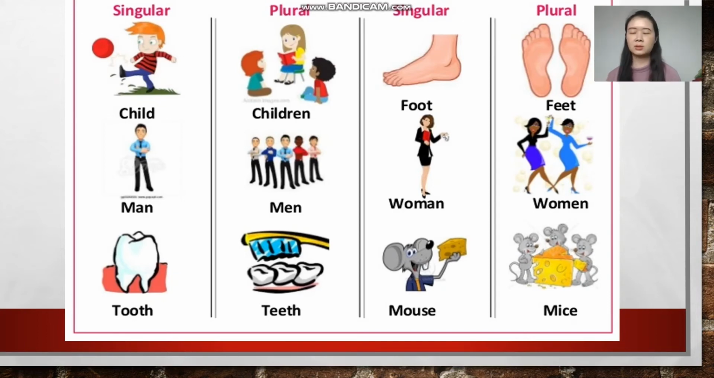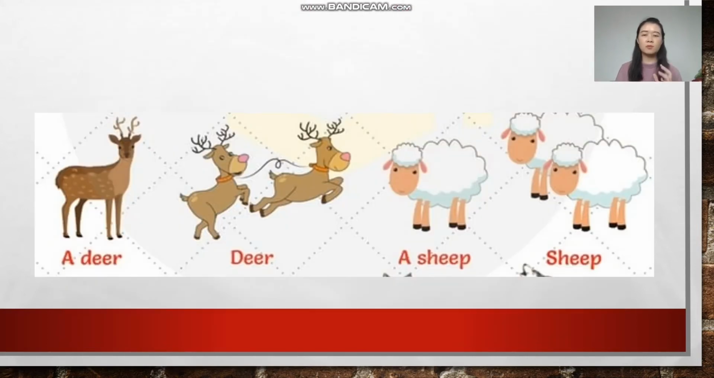On the left, with the singular and the plural form, like the word child to children, man to men, tooth to teeth, foot to feet, woman to women, mouse to mice. And they are examples of what we call they have the different forms if we compare between the singular and plural form.